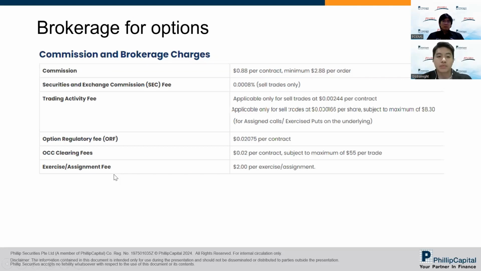Take note for exercise and assignment, Poems actually charges $2 per exercise. So in the event your covered call gets assigned, you will be charged $2.